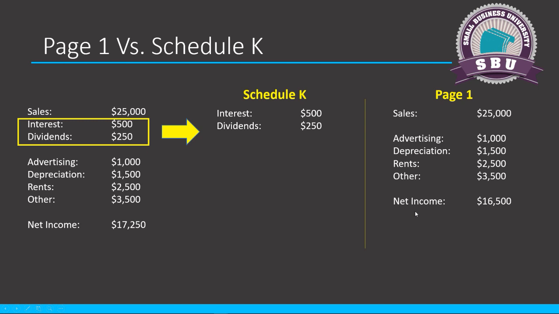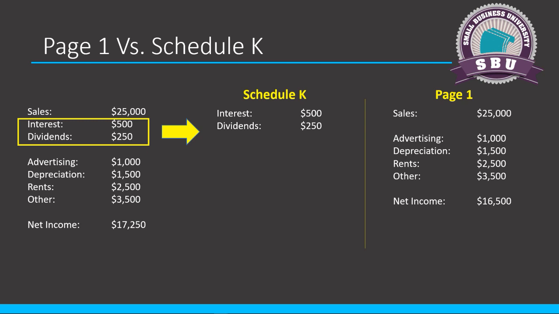And where this can get a little bit confusing is, see how the net income was 17,250 when we saw all of it? But then because we put the Schedule K here, page 1 of the 1120S only shows 16,500. It's because we pulled $750 out of the income section. So don't let that confuse you when you're looking at 1120S tax returns. It just means that part of the income's here, and part of the income's over here, and it's all still going to flow to the owner. It just means it's going to flow to them in a couple of different buckets.